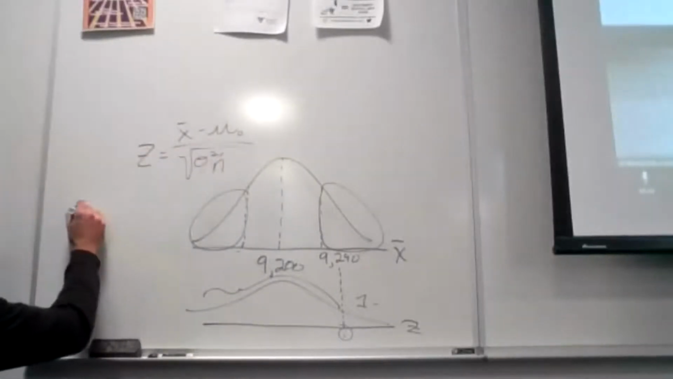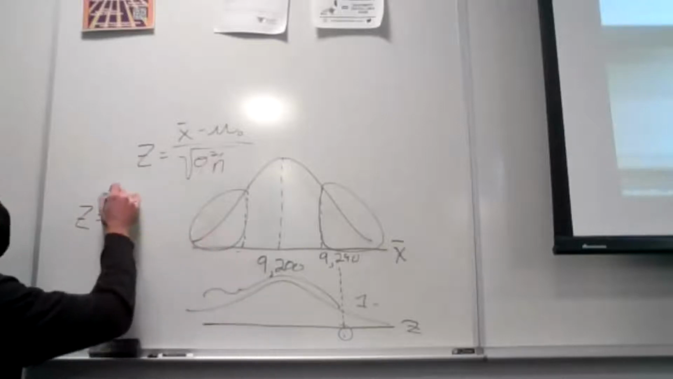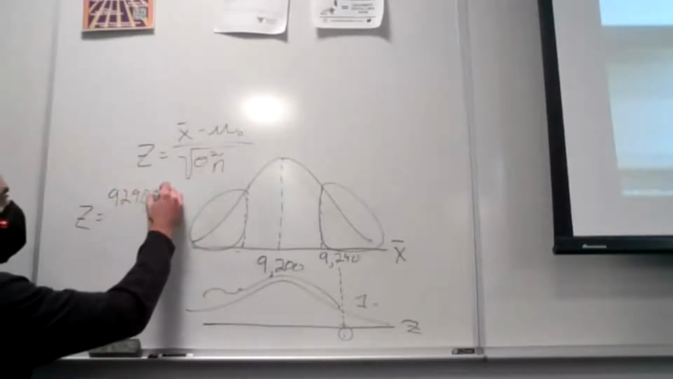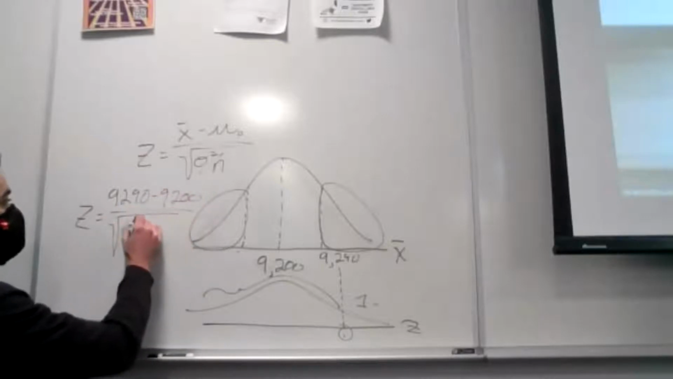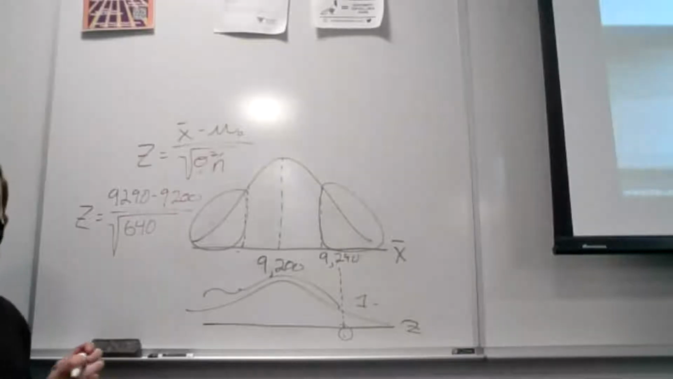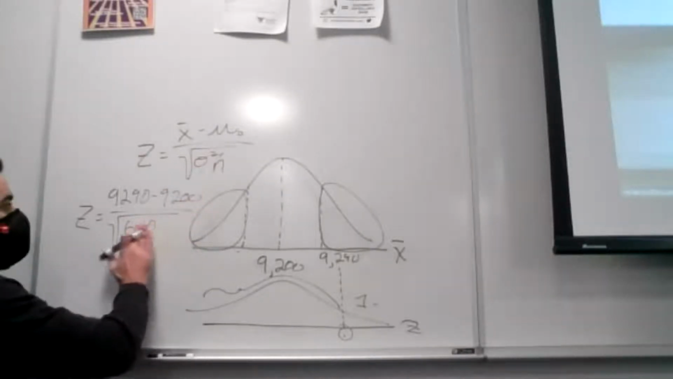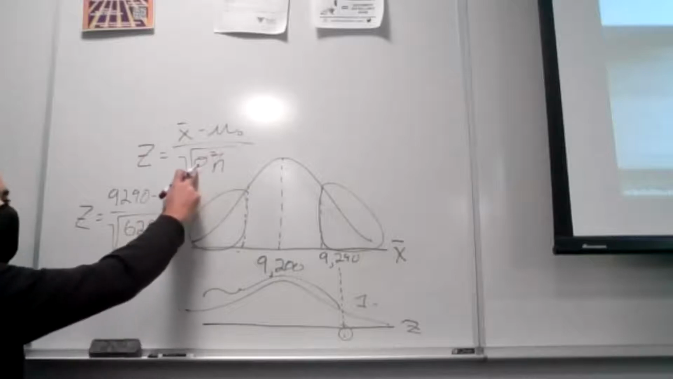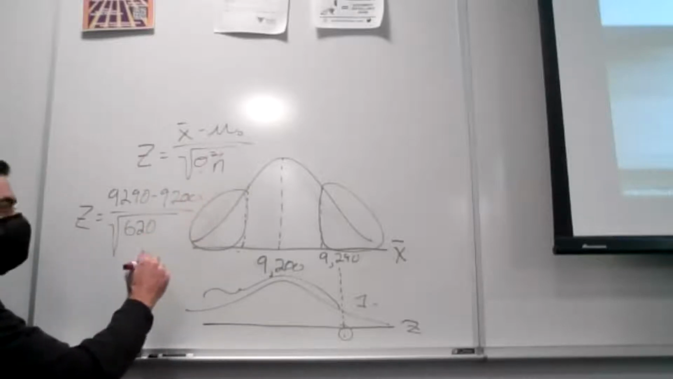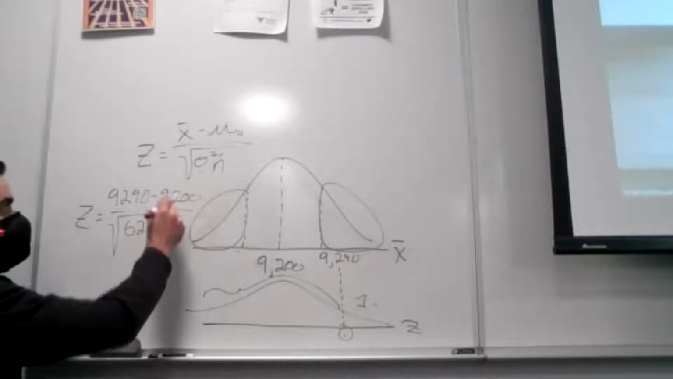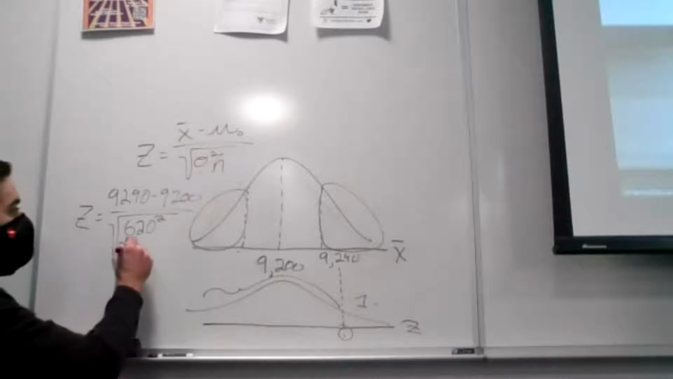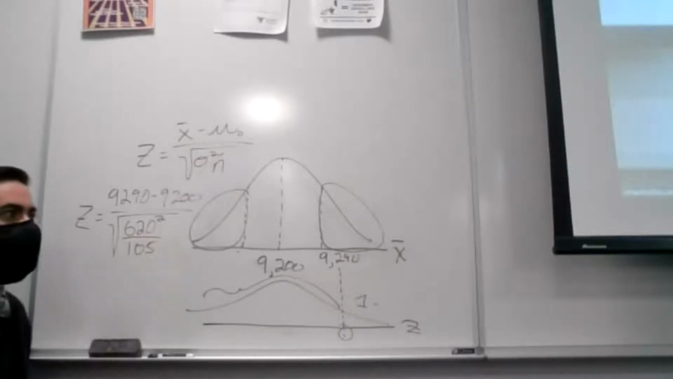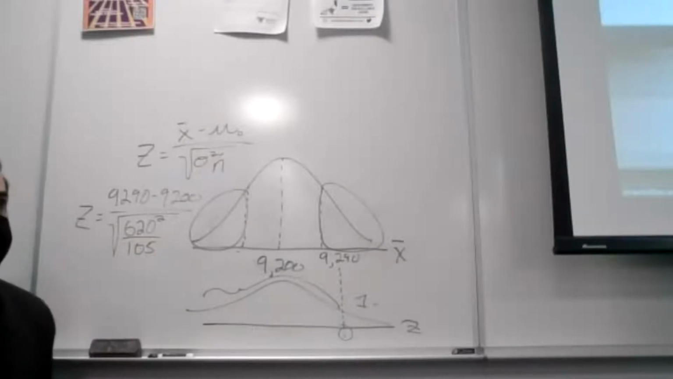So when I'm plugging these values in, I've got 9290 minus 9200, divided by the square root of, was it 640 was that standard deviation? 620? Thank you. Notice this is the variance, so what do I need to do? Square it. All I had was sigma, I only had the standard deviation. I'll then divide it by my sample size, which I think the first example was 105. This should give me my test statistic.